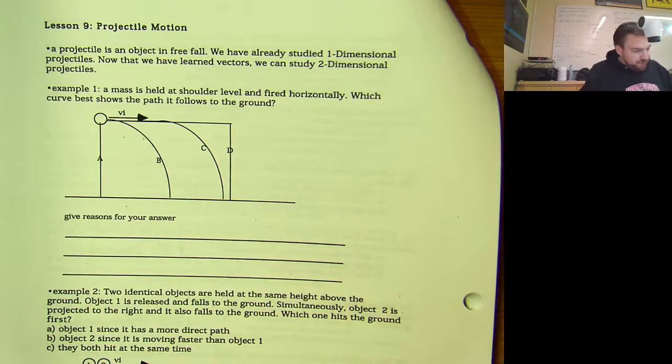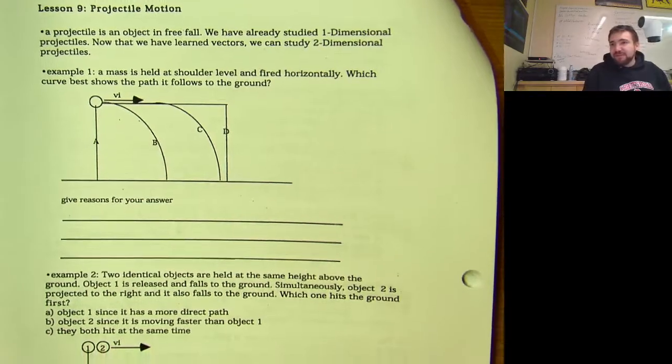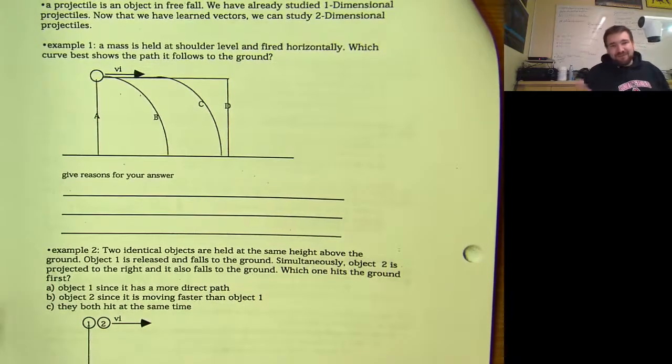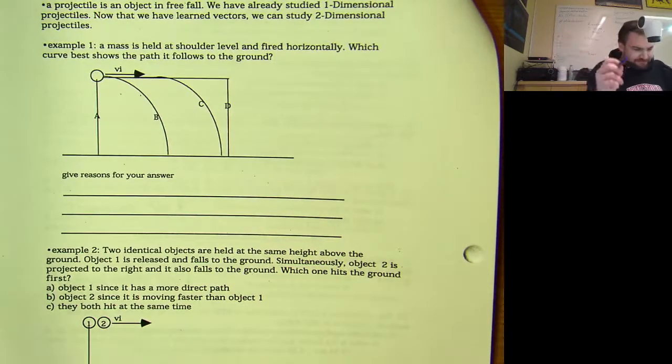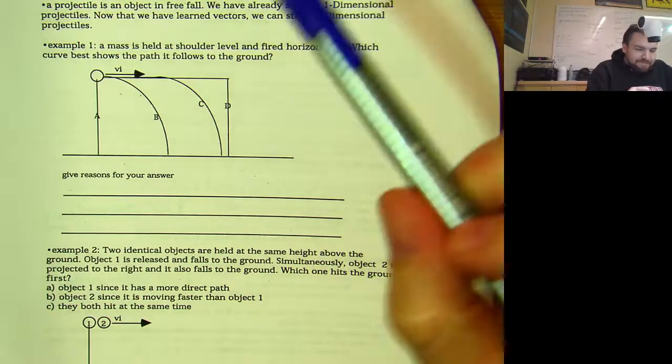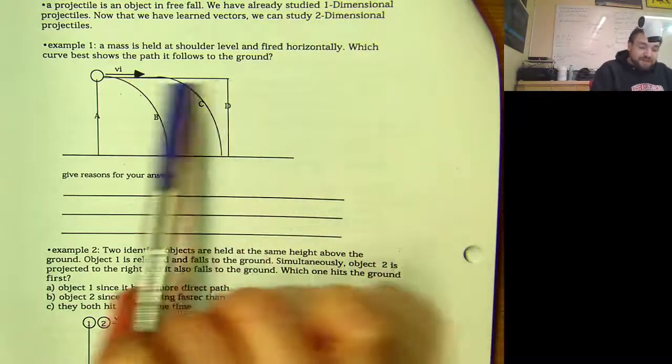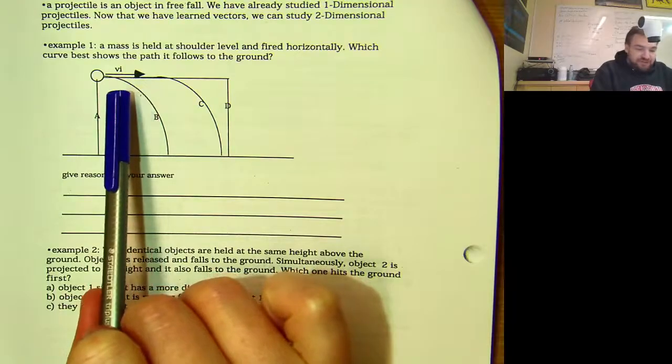So projectiles you've seen before. A projectile is an object in free fall. You've studied one-dimensional projectiles. We're going to do two-dimensional projectiles. So it's 2D. It's not that much harder. So I've got a mass held at shoulder level and it's fired horizontally. So it's given a horizontal initial velocity.